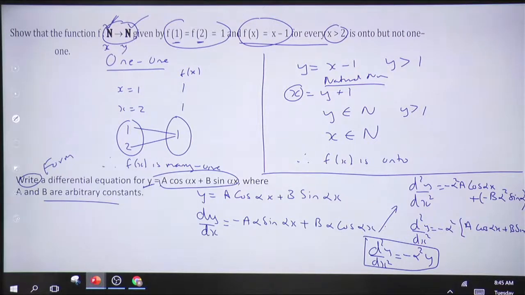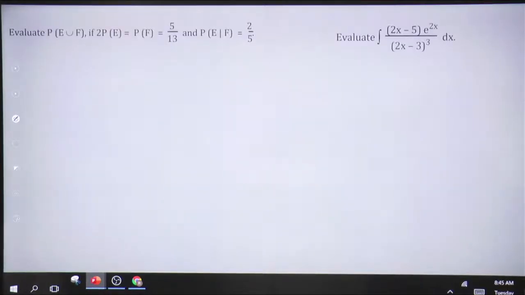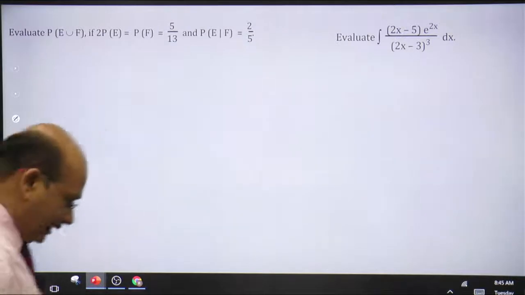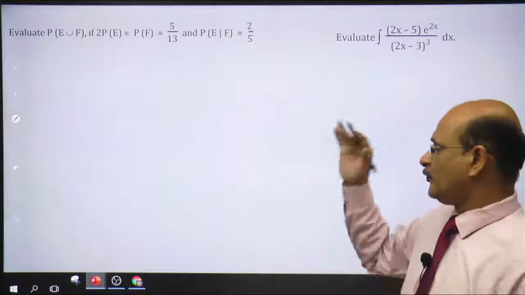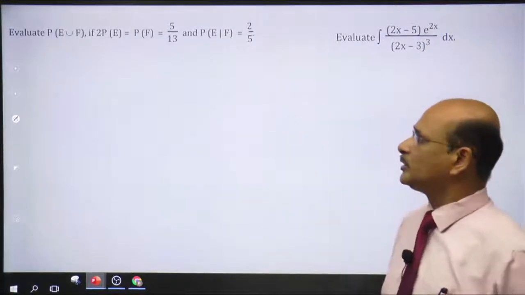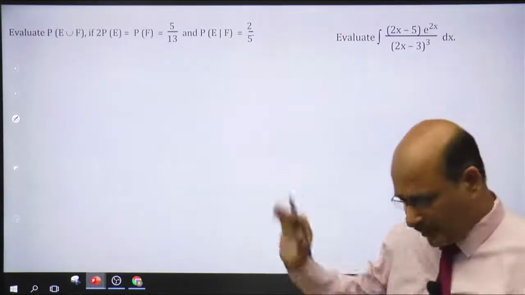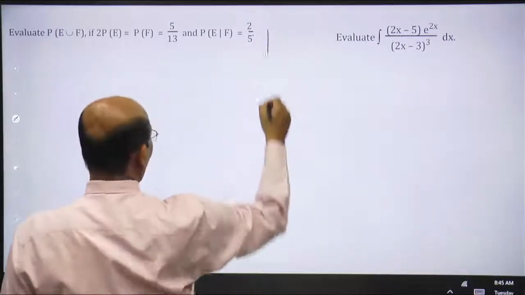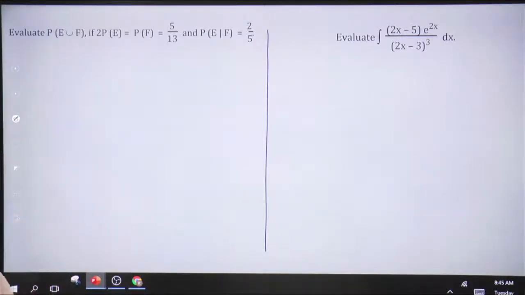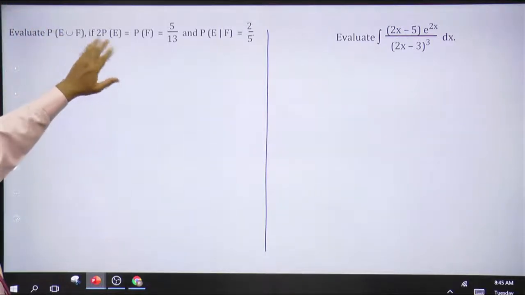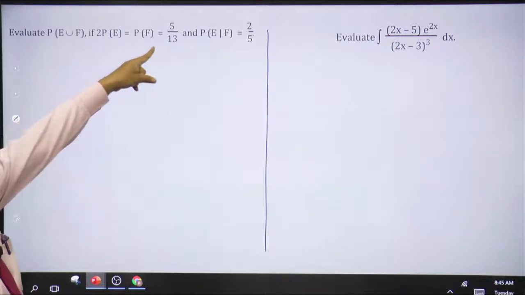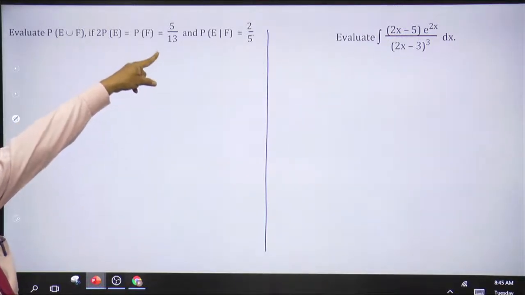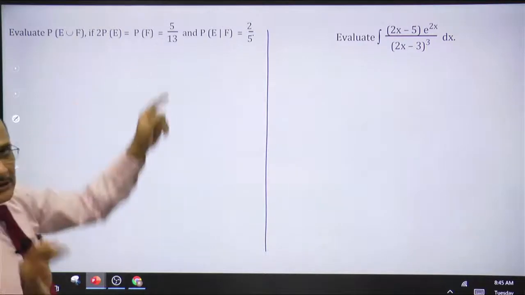Next question comes up now. These sums are really good sums. This is a 2 marks question. Let us take the first question so that you understand what we are doing. The probability of E union F is whatever they had given to us, there is no issue at all. Now twice P of E is equal to 5 by 13, and P of F, the probability of event F, is 5 by 13. This is a clue.